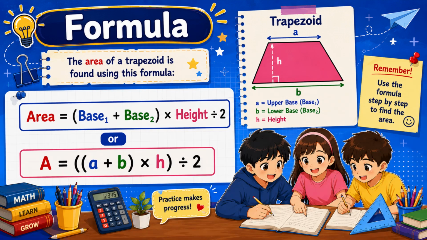To find the area, first add the two bases. Multiply the sum by the height, then divide the answer by 2.